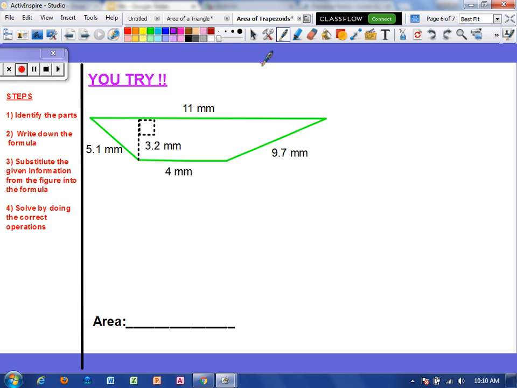Okay, now it is time for you to try. I want you to pause the video right now and draw this trapezoid and all the dimensions in your spiral. Okay, once you have drawn that, then you can answer the U-try question. Make sure that you do show all of your work in your notes and you get the question answered on Educanon. Make sure you bring your notes with you to class, and I will see you next class day.